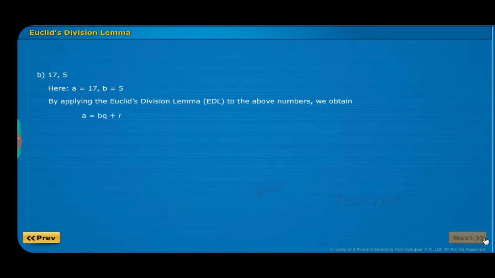Here we know that A is equal to BQ plus R. So when 17 is divided by 5, we obtain quotient Q as 3 and remainder R is equal to 2. Substituting the obtained values of Q and R in the above expression, we obtain both LHS and RHS equal.